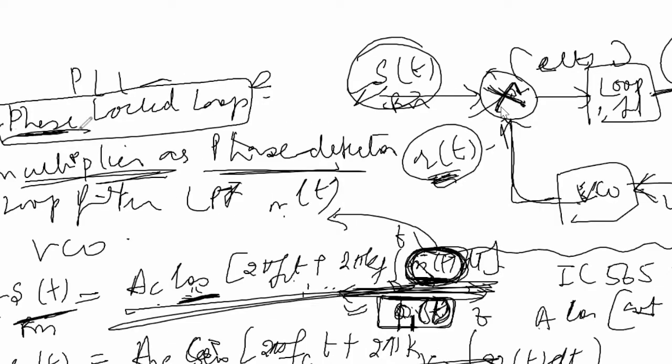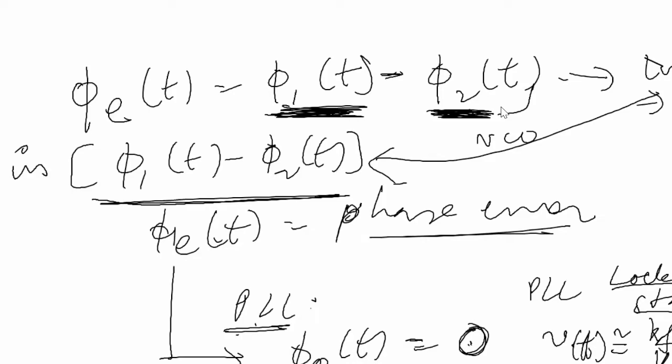We are using the phase locked loop because the phase of the FM is carrying the message signal. This phase of FM is compared with the phase of the VCO, and all those processes take place in the phase locked loop, and we are able to extract the message signal from the phase of the input FM signal. So this is how we are doing it.